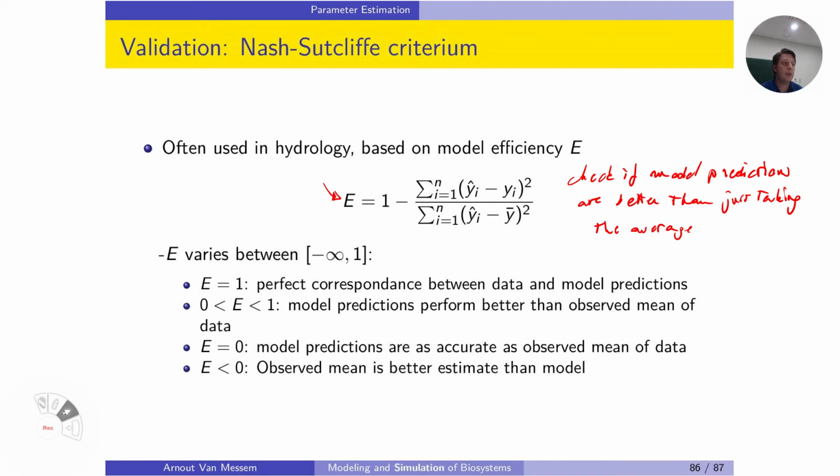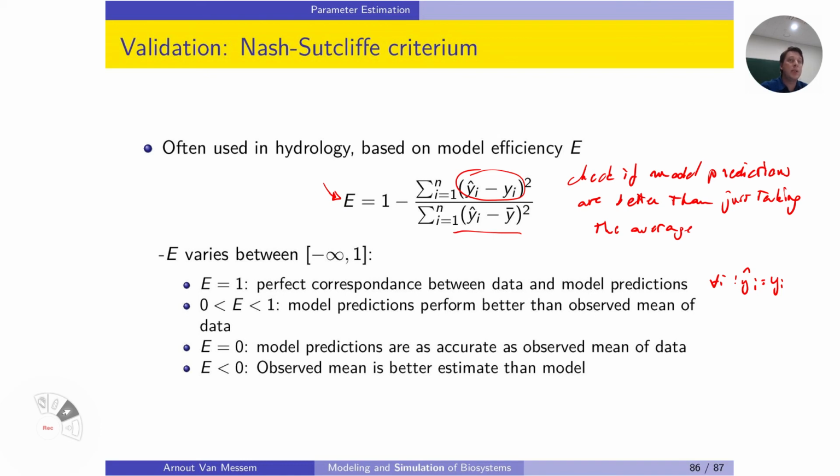Clearly, efficiency varies between minus infinity and 1 because this term becomes 0 if there is perfect fit, and so 1 minus 0 is 1, and then the other one, if this is 0, becomes infinity, 1 minus infinity is minus infinity. So if we have E, so the efficiency equal to 1, it means that for all i, yi hat was equal to yi, and so our model is perfectly fitting the data. There's a perfect correspondence between the data and the model predictions.